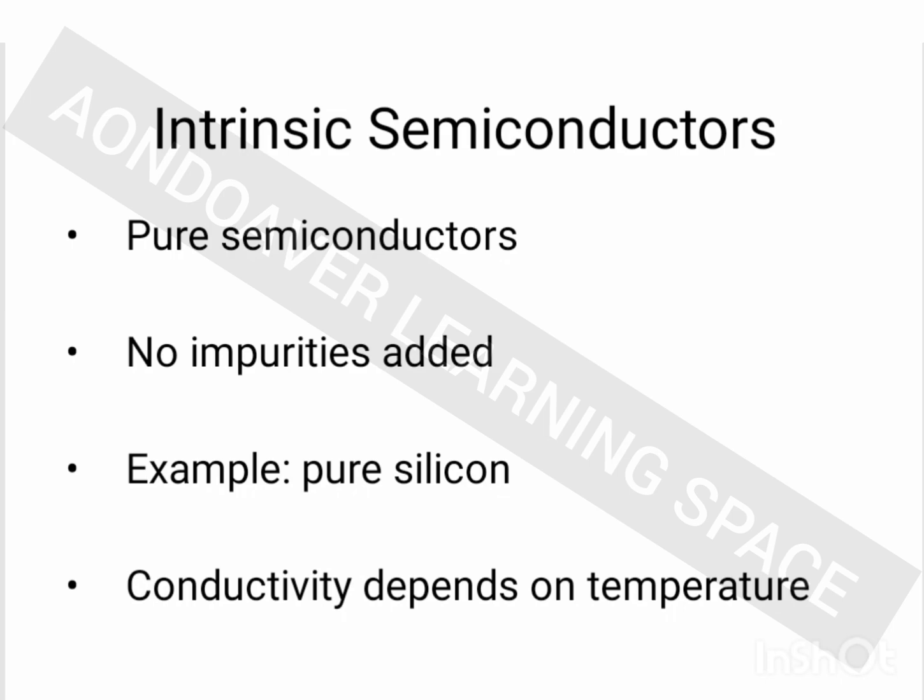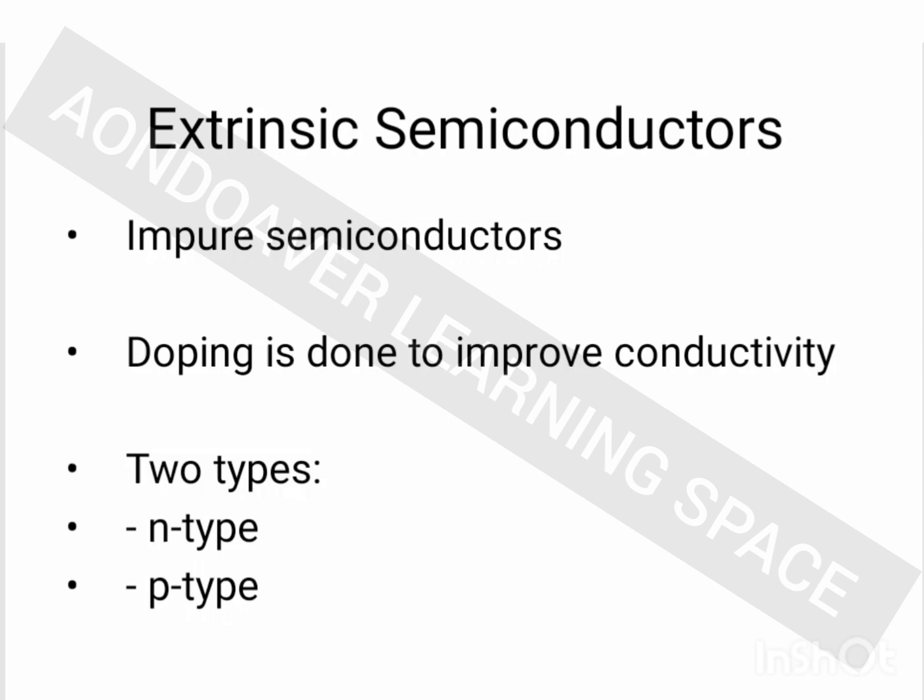So once there is nothing added to a semiconductor, the only thing it depends on to enhance its conductivity is temperature. So to enhance an intrinsic semiconductor's conductivity is to increase its temperature. An example is pure silicon, pure germanium, and the rest of them. But these are the two most common semiconductors that we talk about.